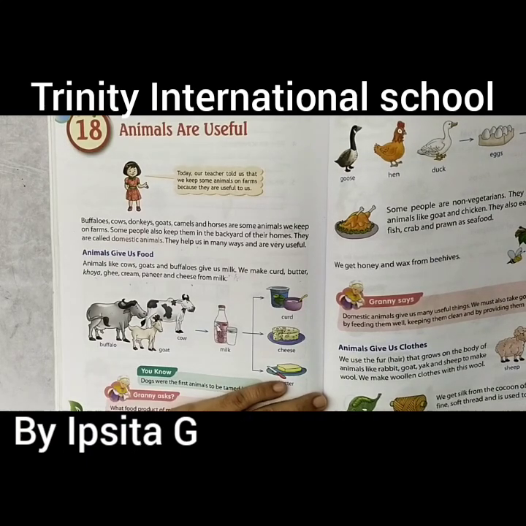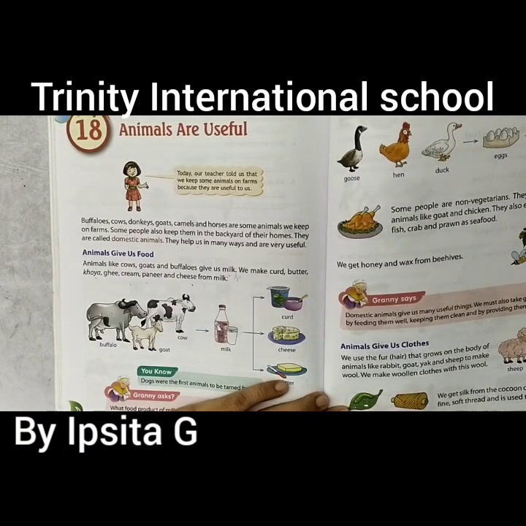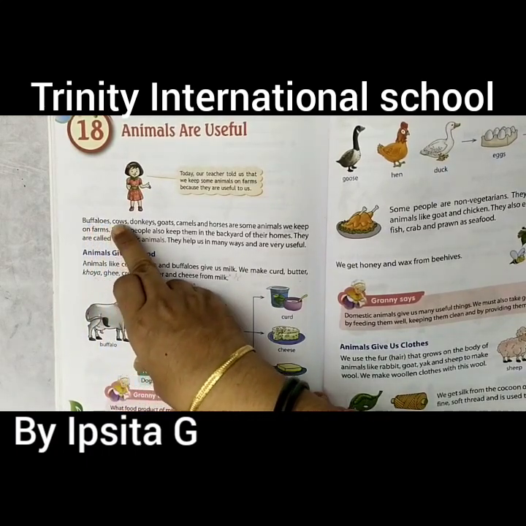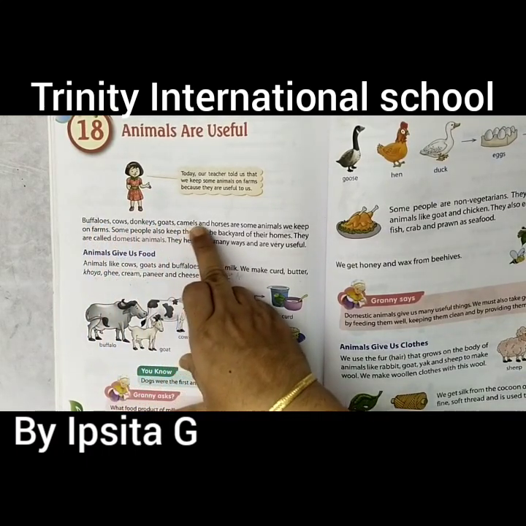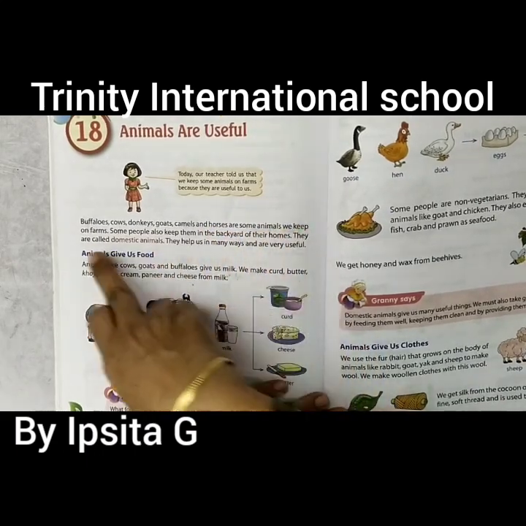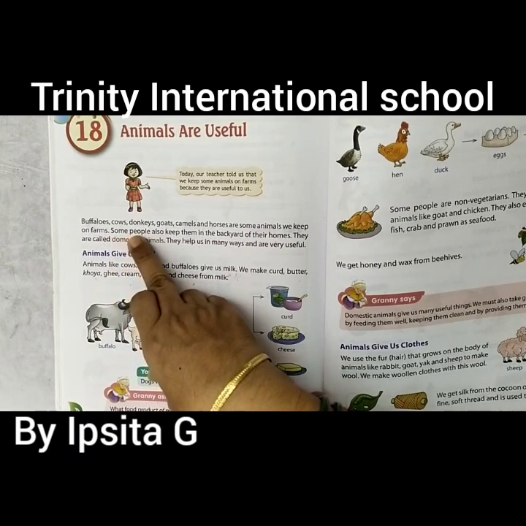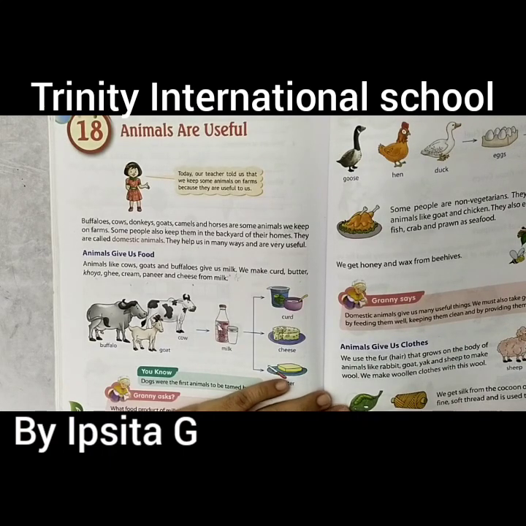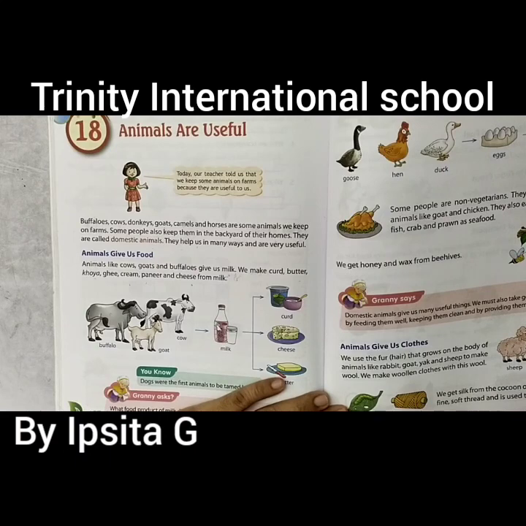Okay, so in your chapter it is said that buffaloes, cows, donkeys, goats, camels and horses are some of the animals we keep on farms. Some people also keep them in backyard of their homes. They are called domestic animals. They help us in many ways and are very useful.